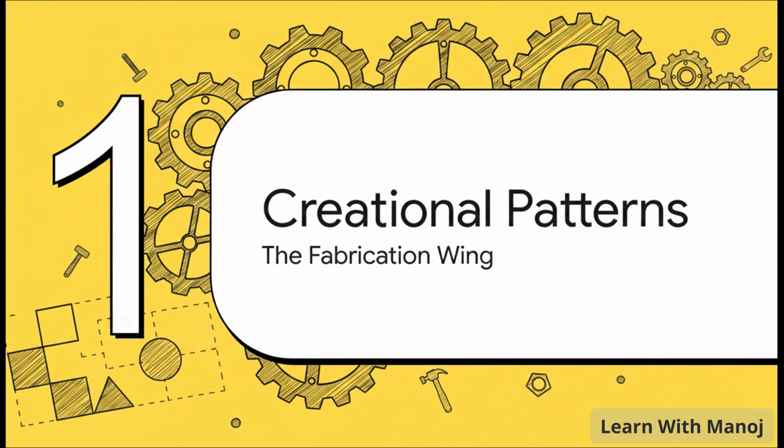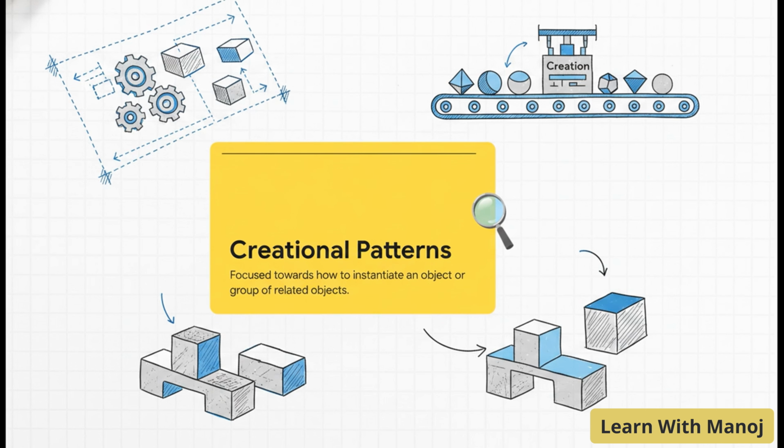All right, our first stop is the fabrication wing. This is where all the basic building blocks of our software get made. And this whole section is run by what we call creational patterns. So what does that actually mean? Well, in software, we deal with things called objects. Just think of them as specialized parts, like an engine, or a wheel, or a car seat. Creational patterns are basically the expert-designed molds and machines for making these parts the right way every time, instead of trying to build each one by hand from scratch.